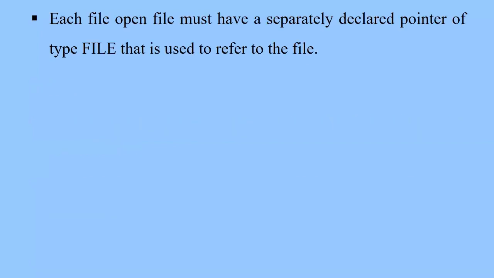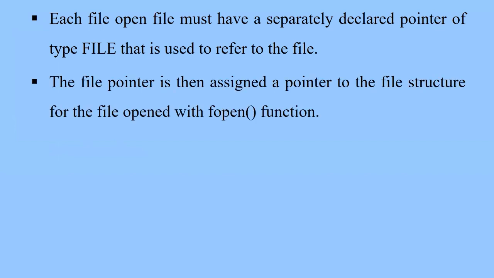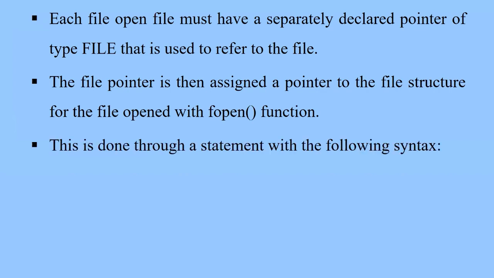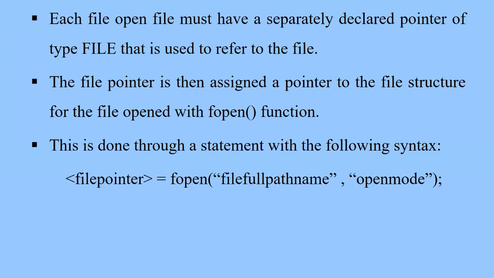Each open file must have a separately declared pointer of type FILE that is used to refer to the file. The file pointer is then assigned a pointer to the file structure for the file opened with the fopen function. This is done through a statement with the following syntax. File pointer equals fopen, file full path name, comma, open mode.